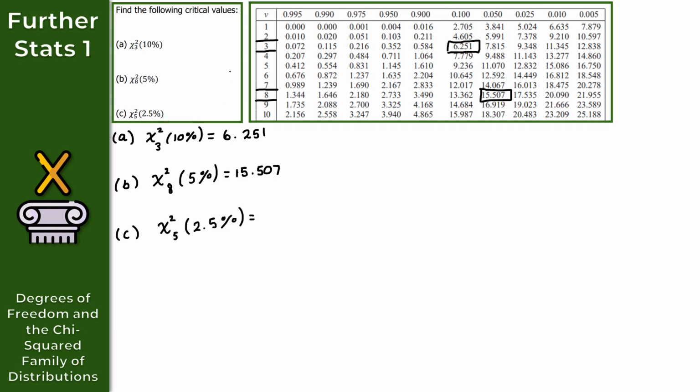Okay. So now we're along this row here because we have 5 degrees of freedom. And we keep going here until we get to 2.5%. So we go along, this is 10%, this is 5%, and this here is 2.5%. Okay. So we get 12.832 there. And there we have it. So nice and straightforward. That gives us the solution there to our practice question. And that brings us to the end of this video on degrees of freedom and the chi-squared family of distributions.